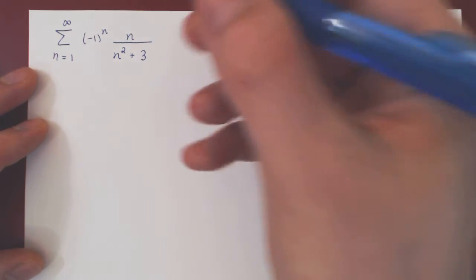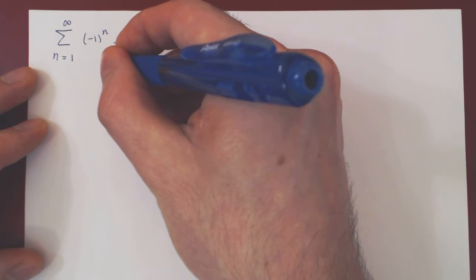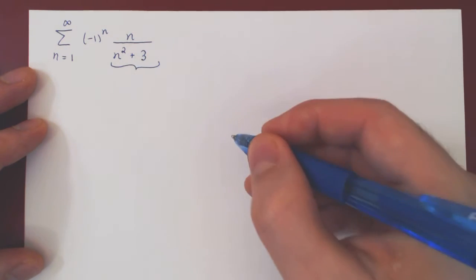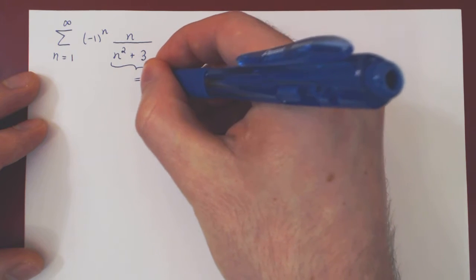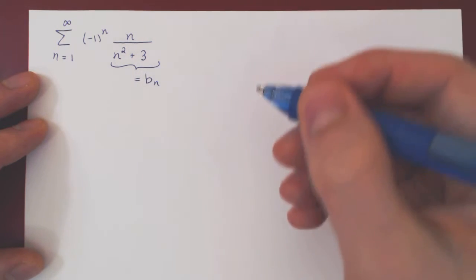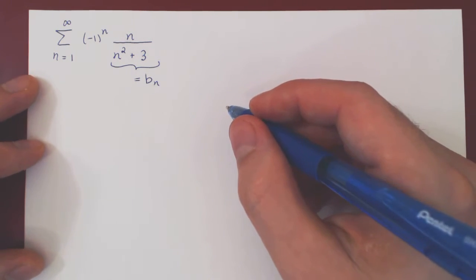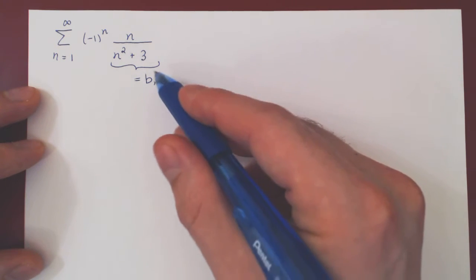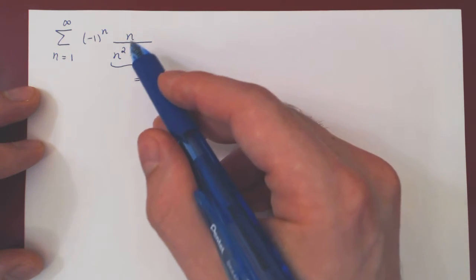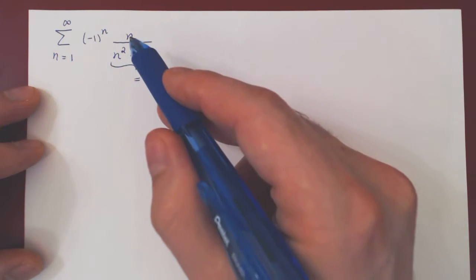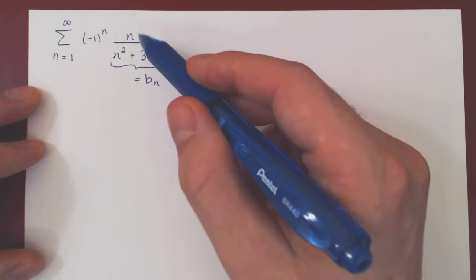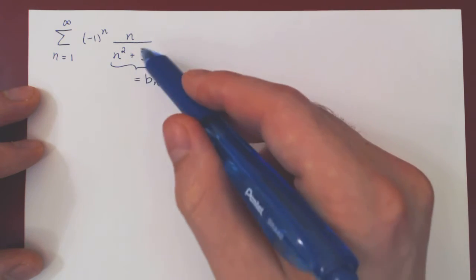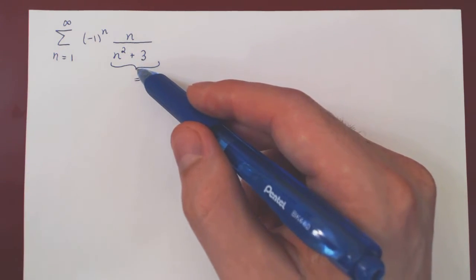So, we'll look at whether or not the positive part of our sequence, Bn, satisfies the conditions of the alternating series test. Well, is Bn eventually decreasing? It's not obvious. As n increases to infinity, n is increasing, and n squared plus 3 is increasing. So we have an increasing over an increasing function. The result is not obviously decreasing.